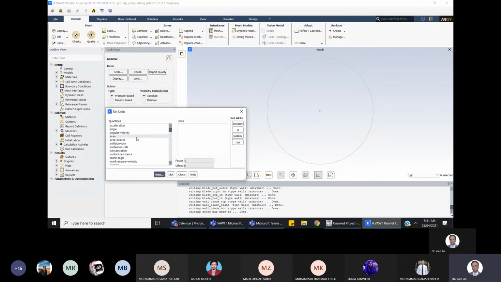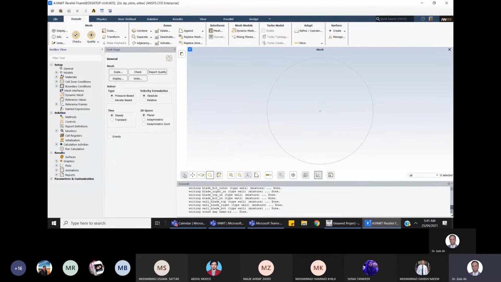One thing we need to do is that for angular velocity, the default is radian per second. We need to convert that into RPM. So we need to tell the solver to take the angular velocity in units of RPM.